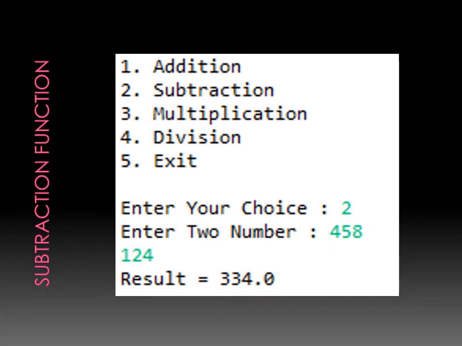And then this is the subtraction function. I chose option 2, which is subtraction. And then I entered two numbers, 458 and 124. And when you subtract those numbers, you get 334.